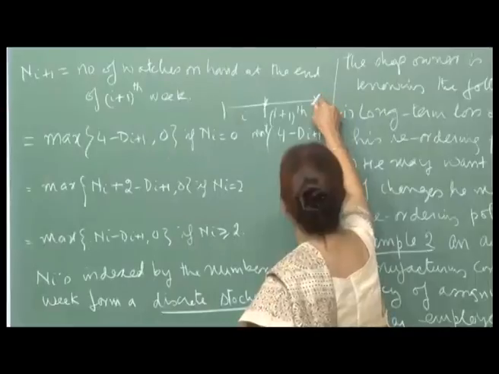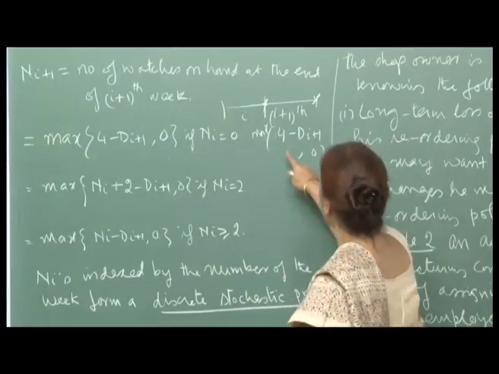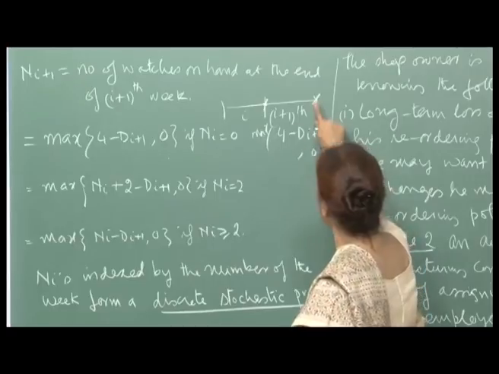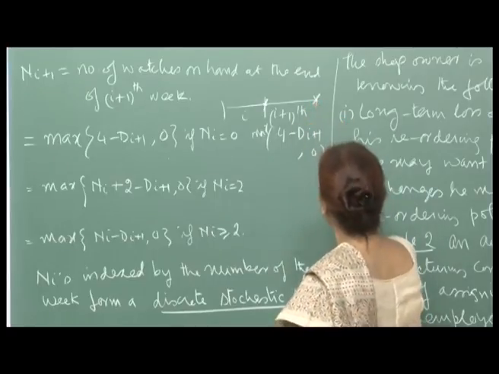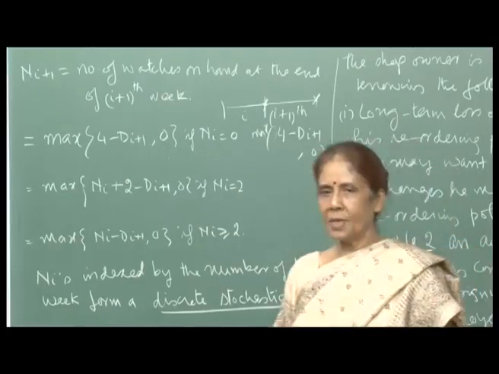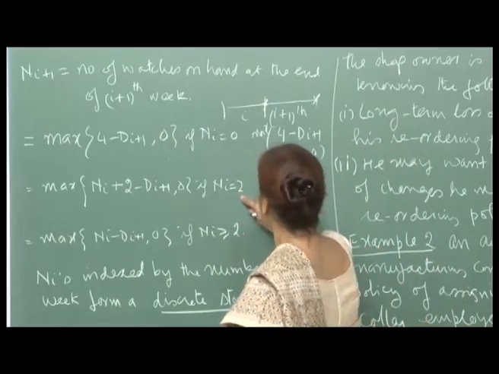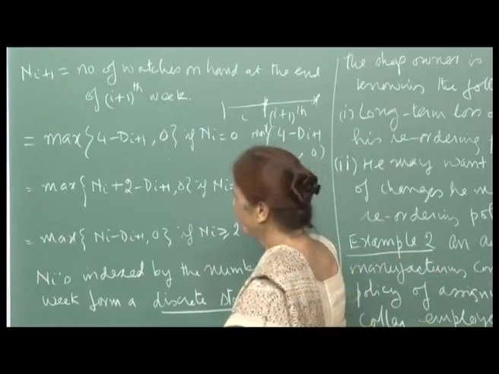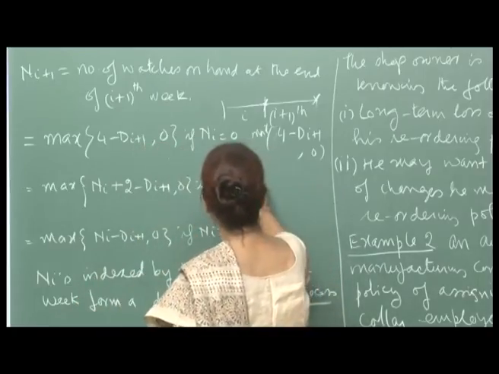So, at this point if you are able to meet the demand d_{i+1}, then whatever the difference, that will be the watches on hand at this point, otherwise it will be 0 if d_{i+1} is more than 4, right. Okay. So, similarly if n_i is 2, what were the policies? No, n_i is 1, sorry, this is n_i is 1.